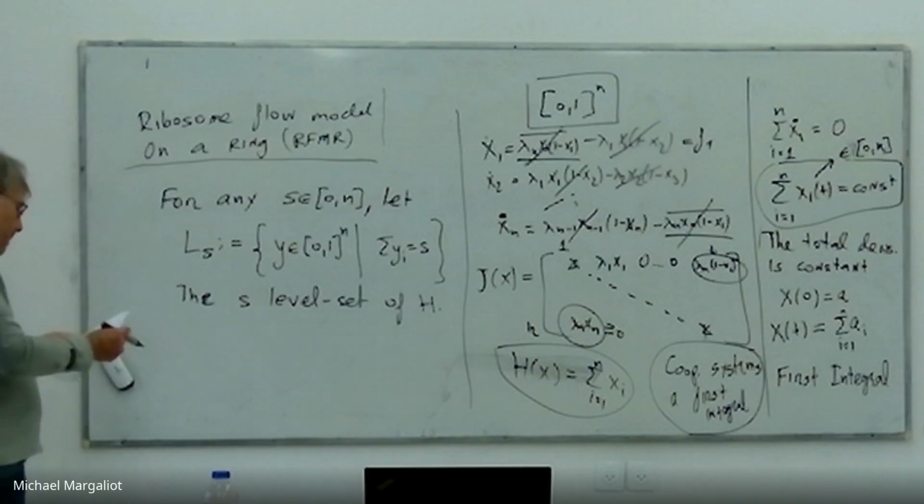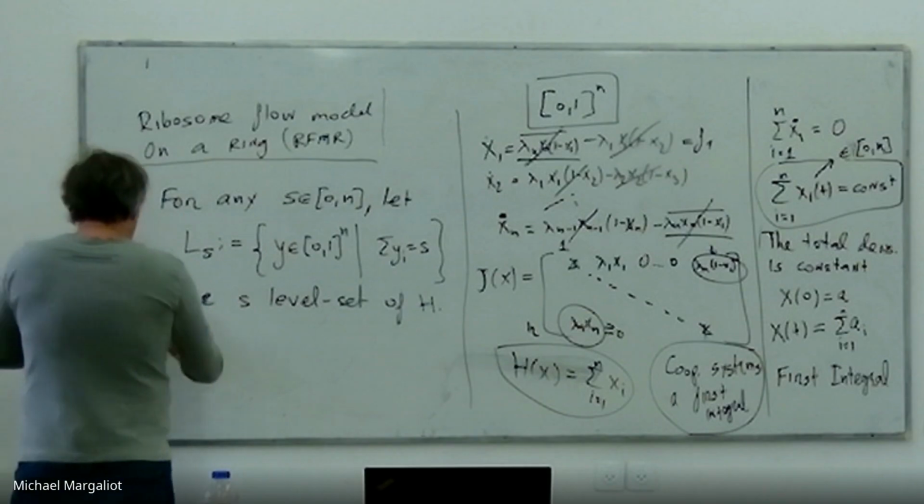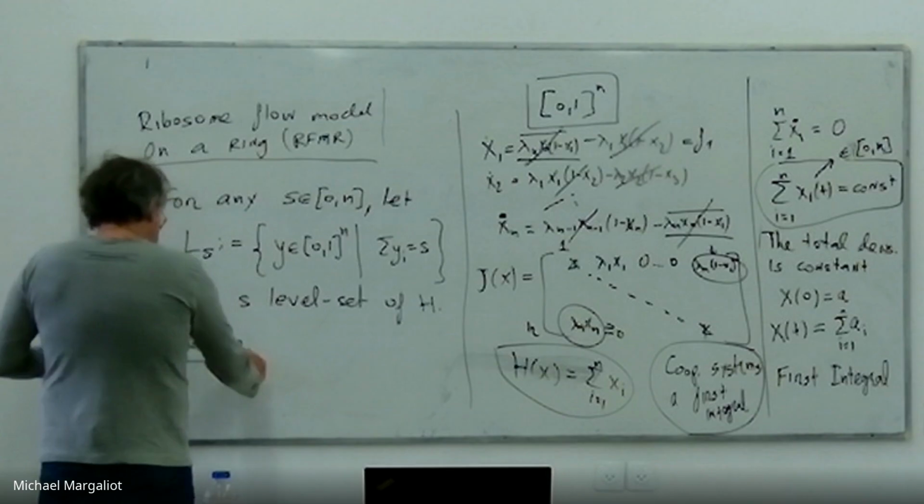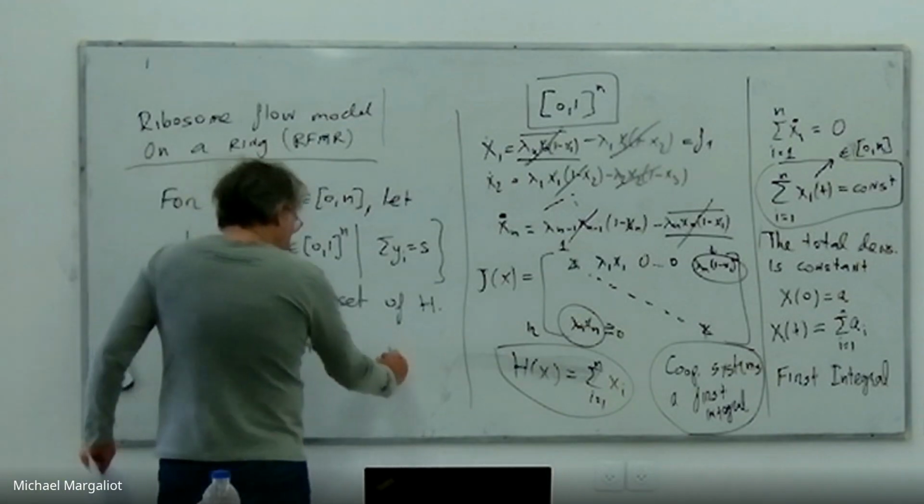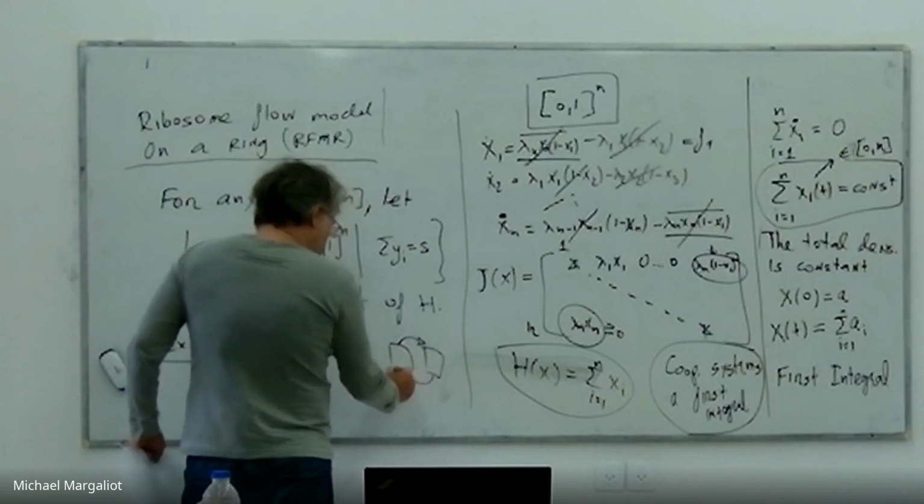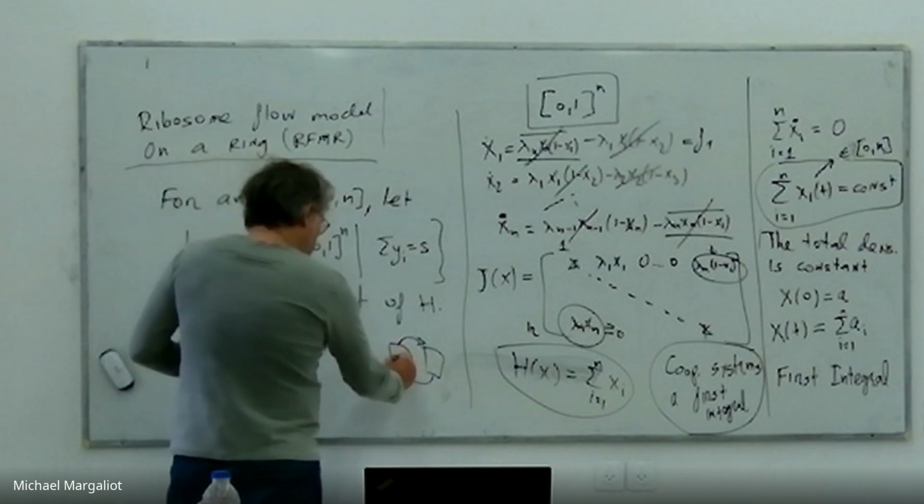And I want to look at all the points in my state space where the first integral is exactly s. So for example, let's make an example to make this clearer. Assume that n is 2, so we have just two sites with a circular chain, site 1 and site 2.